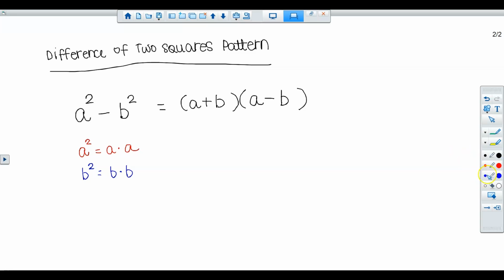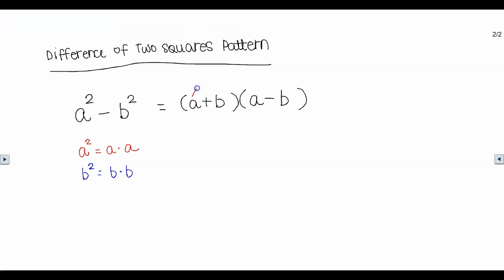Now, to show you that this pattern will indeed work, let's take this multiplication problem and check it. So we know that to multiply, we would distribute. So if I do a times a, I get a squared.